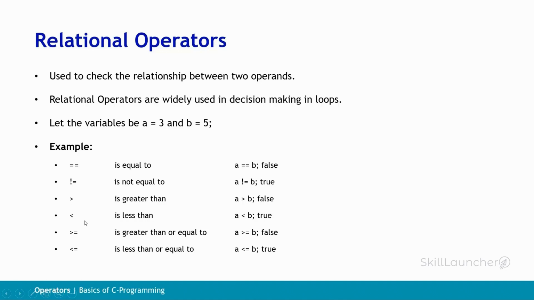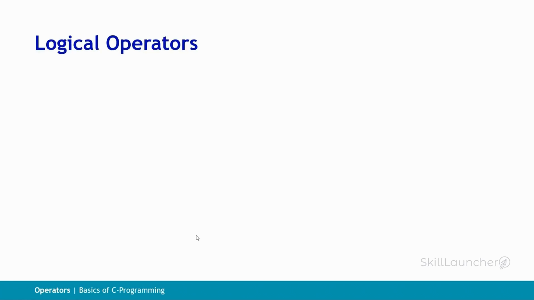Greater than and less than are the common operators that we know. A is greater than b. Is 3 greater than 5? No. So it will return false, that is 0. Greater than or equal to and less than or equal to work in the same way.